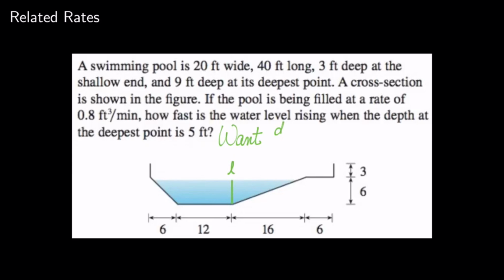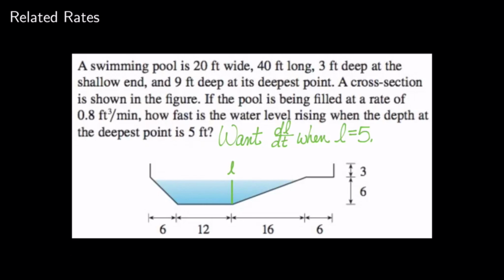And what I'm looking for is dL/dt. And I need to know what dL/dt is when L is equal to 5. Now be careful. L equals 5, that's something that's changing all the time, right? The whole premise of this problem is that the water level is increasing. So we are not going to use L equals 5 until the very end. We're looking for dL/dt.